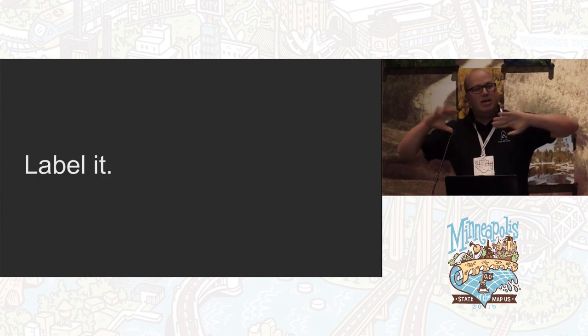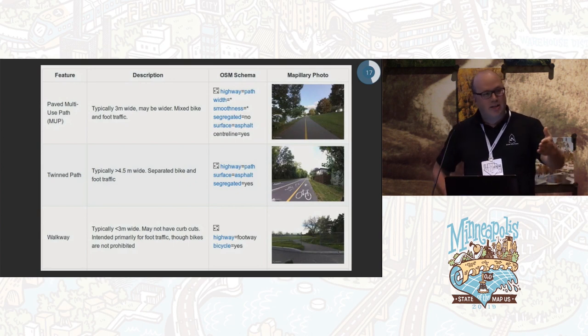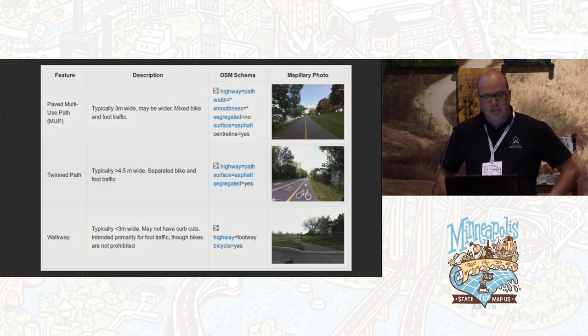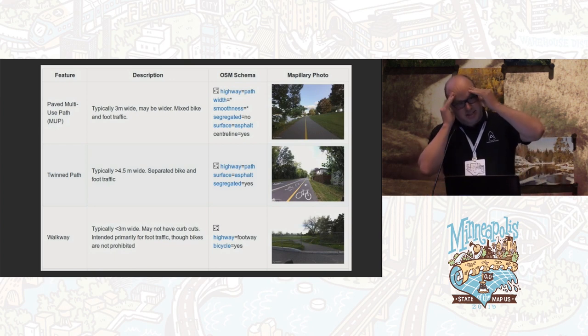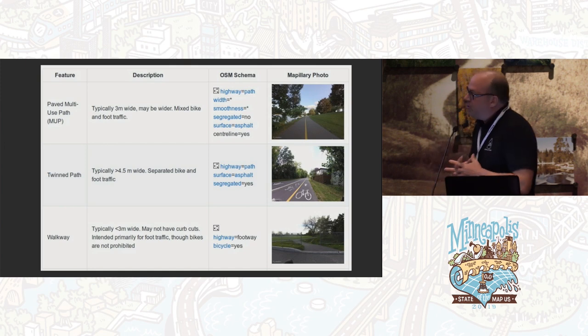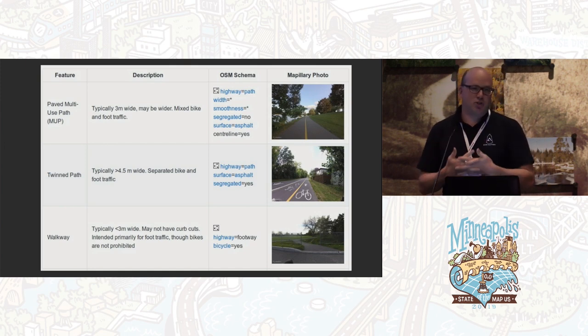Okay, so now we have tons of photos. Let's label them. We talked in the last talk about the tagging. Before we started labeling things, we spent a whole bunch of time looking at the OSM wiki, trying to figure out what this cycling tagging thing is, because it's really not clear. So what we wanted to do, for when we did a mapathon, is not have people struggle through how to tag things.